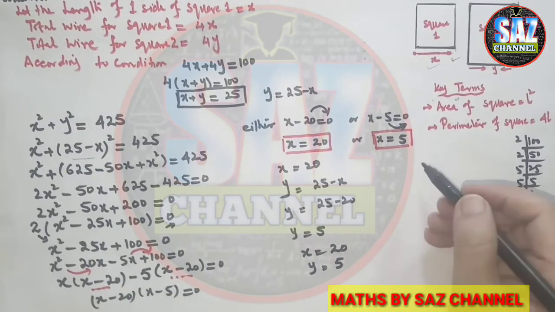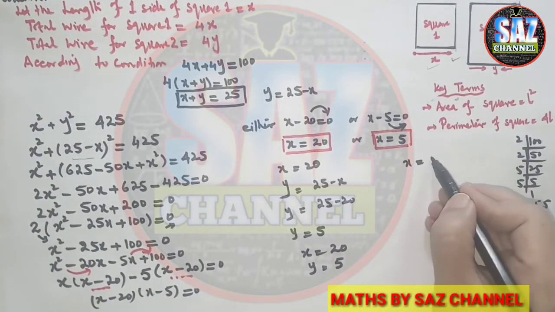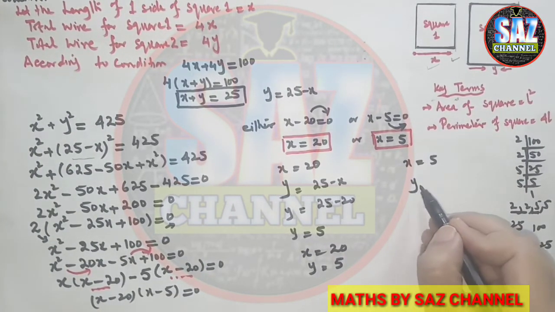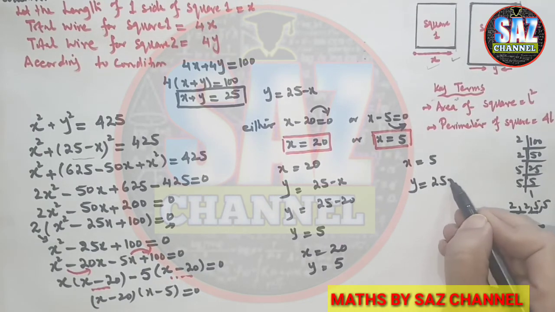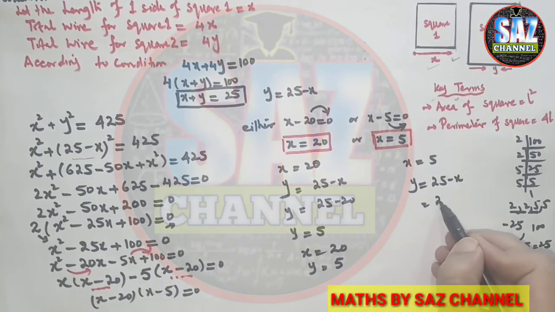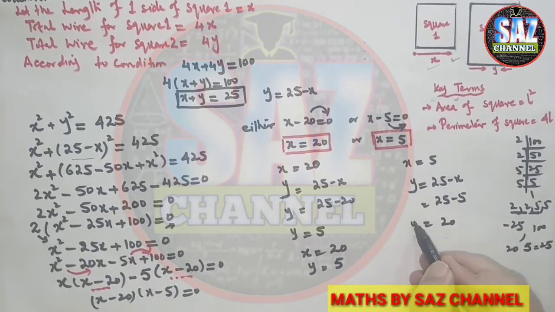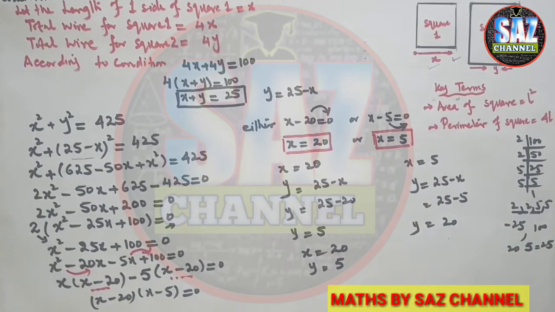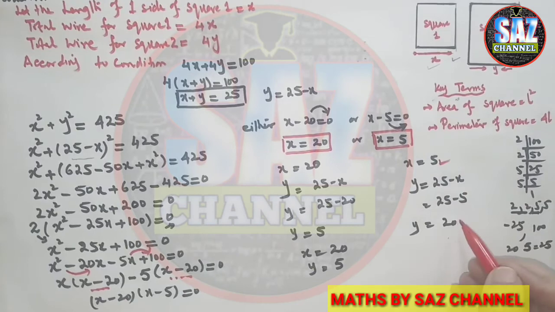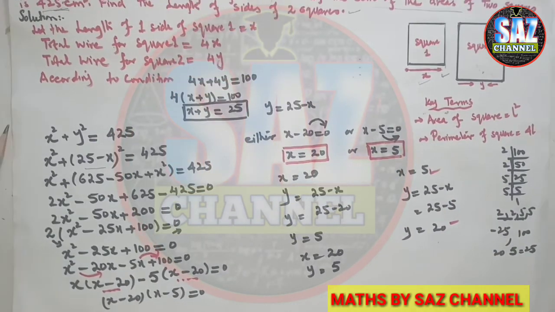And if I take the value of x as 5, then my y value will be 25 minus x or 25 minus 5, which is equal to 20. So the lengths of the sides of the two squares are 5 and 20. I hope you are clear about this question.